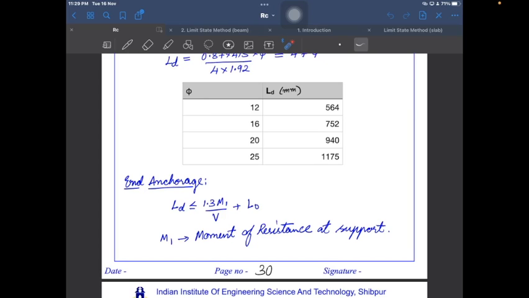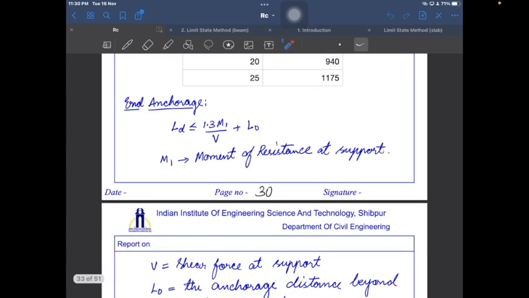So SP34 is for detailing, so from there you can get it. And end anchorage, the last thing for beam. End anchorage is like this: LD should be less than or equal to 1.3 M1 by V plus L naught. For this, another set of derivation is there. I don't want to go into that, but you just go with this formula.